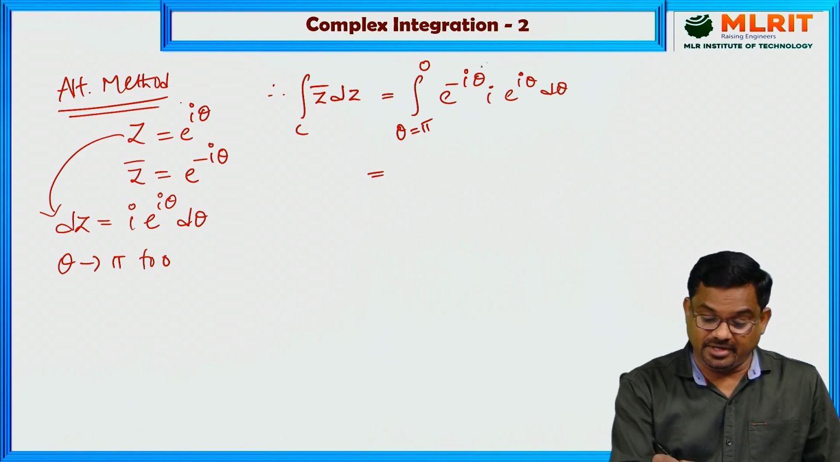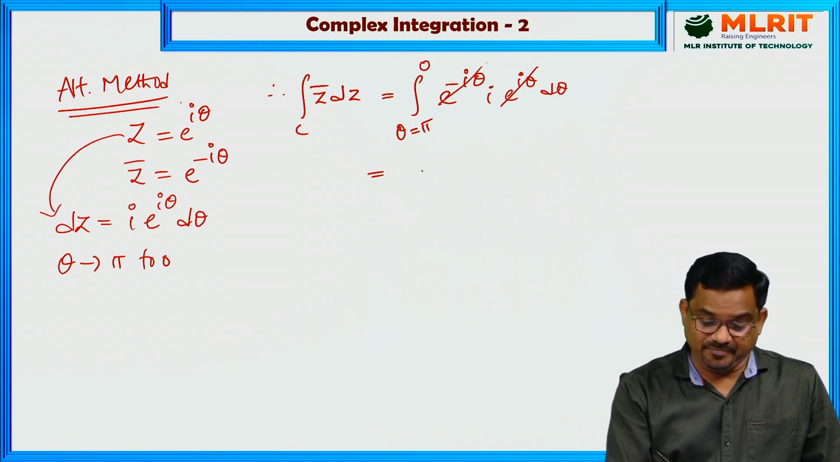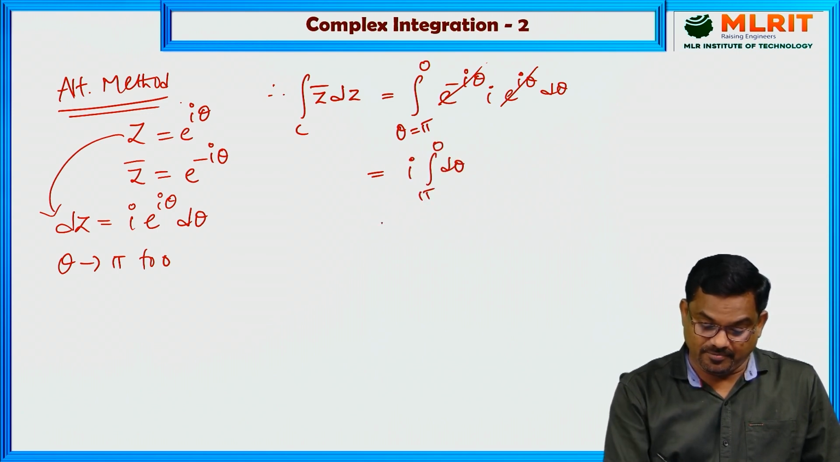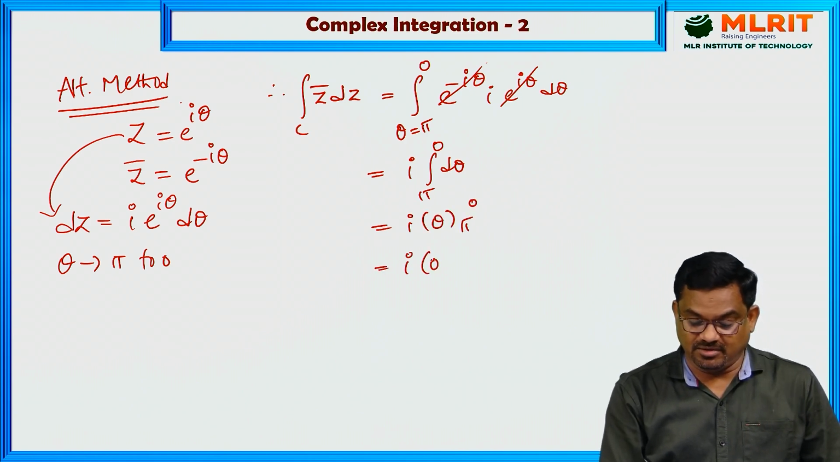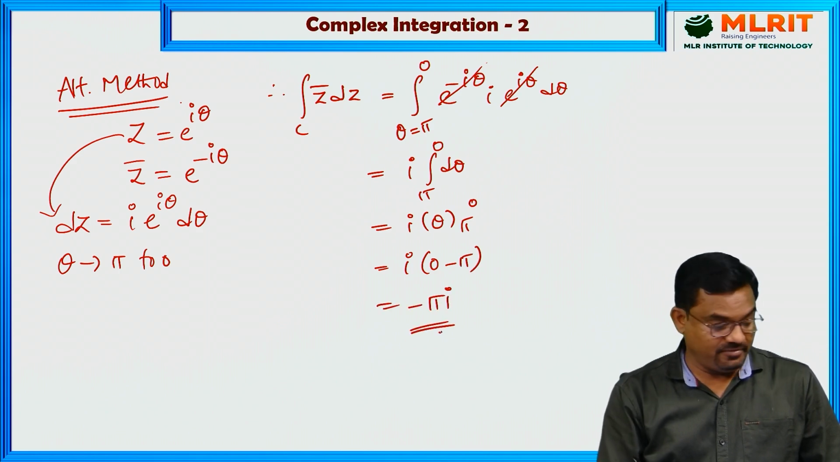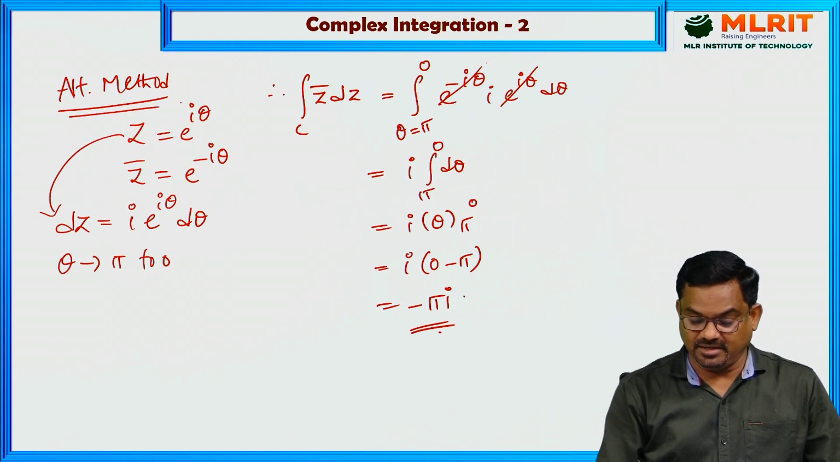So here e power minus i theta times e power i theta is e power 0, which is 1. So i into integral d theta from pi to 0. So i into theta from pi to 0. So upper limit is 0, lower limit is pi. Hence the answer is minus pi i, which we have obtained in the previous case also. Minus pi i.